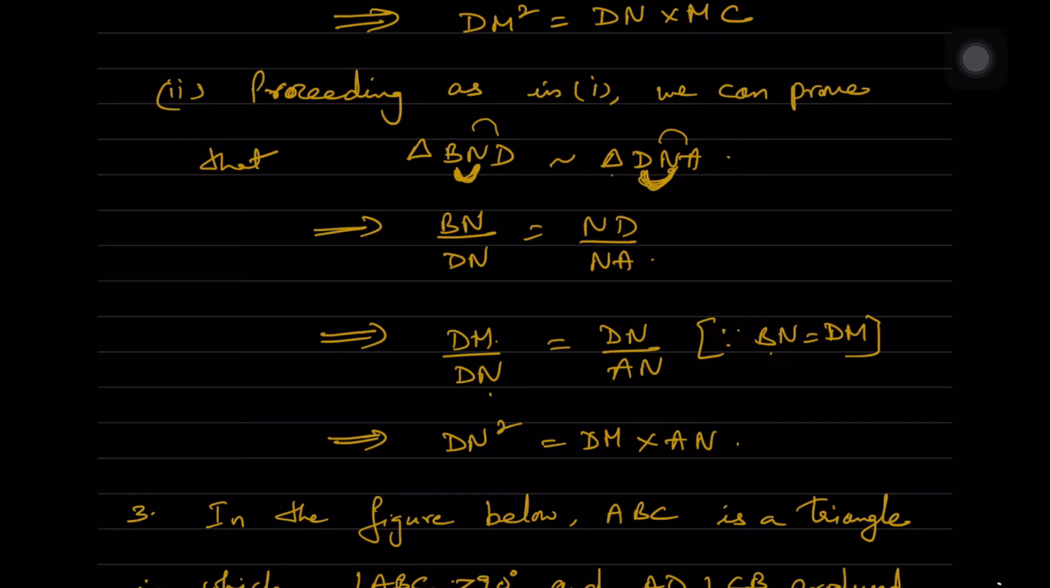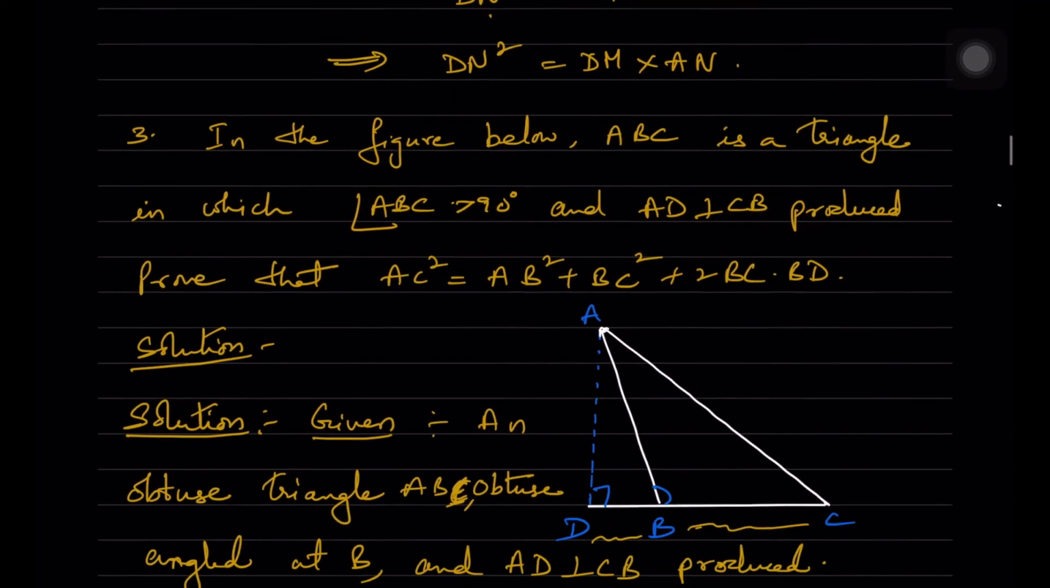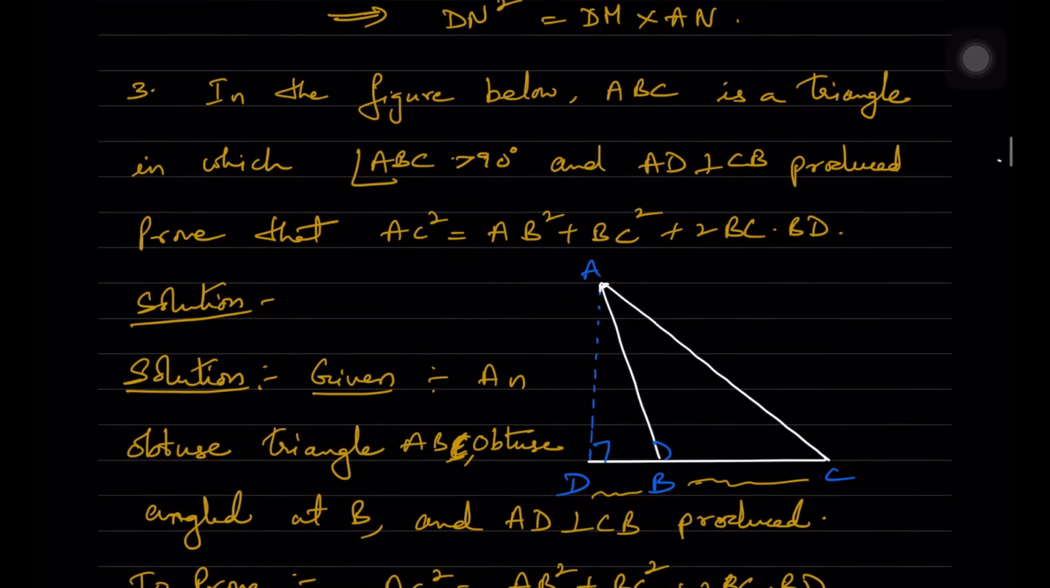Therefore, BN by DN is equal to ND by NA. ND can be written as DN, and NA can be written as AN. Since we have BN is equal to DM, now we have DM by DN is equal to DN by AN. Now cross multiply, you will get DN square is equal to DM into AN. Hence proved.